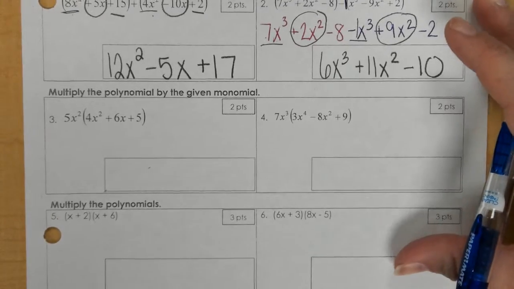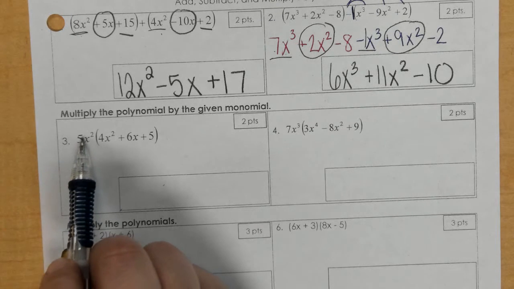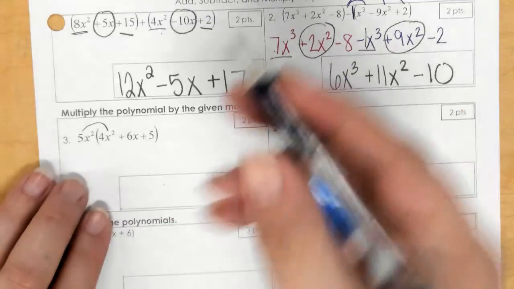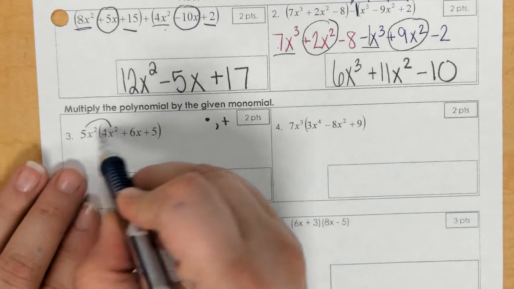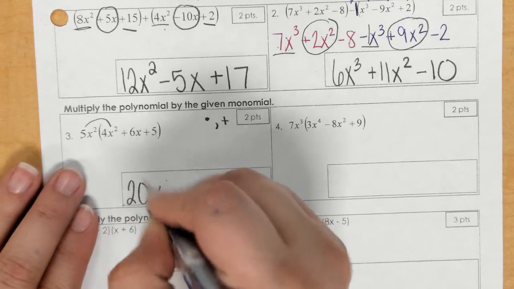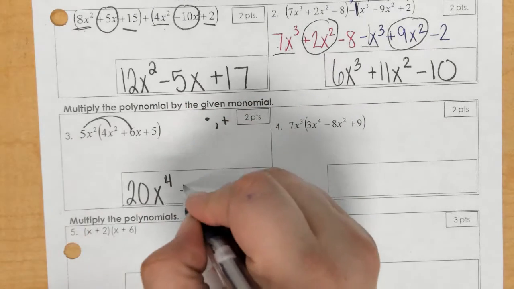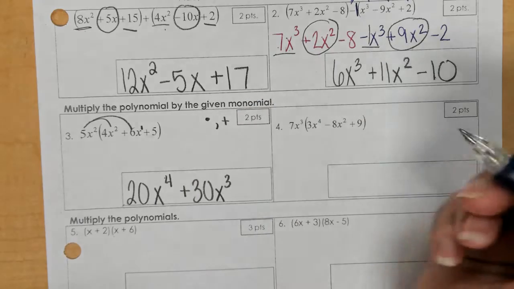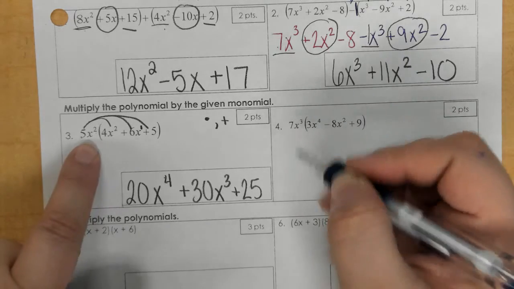Okay, for multiplying, we have various problems with multiplying, all different types here. So on the first one, we have 5x squared times this trinomial. So when we multiply or distribute, we're going to multiply the big number, and we're going to add the exponent. And so 5 times 4 is 20, but then add the x's, so that would be 4. 5 times 6 is 30. 2 plus 1, x to the third. 5x times 5 is 25, but bring that x squared down.